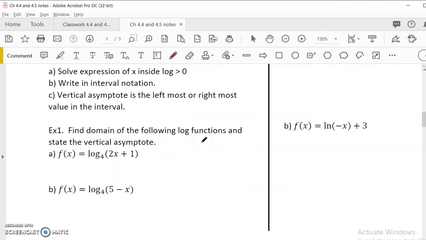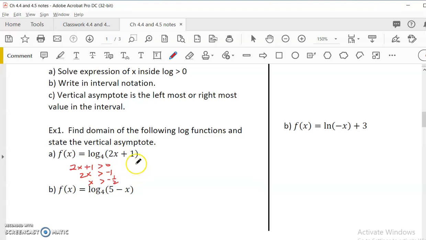Okay, so let's do an example. Find the domain of this log function. This is not just a parent function, but log base 4 of 2x plus 1. The domain must be inside this area, as the output of the exponential function. This would be the input of the log function. The input has to be positive, so solve it greater than 0. So 2x is greater than negative 1. X is greater than negative 1/2.